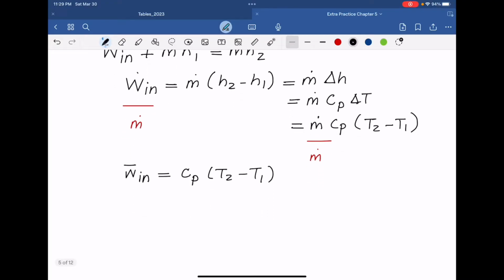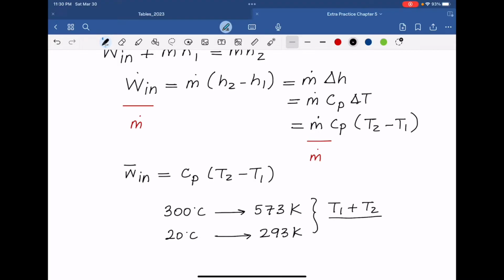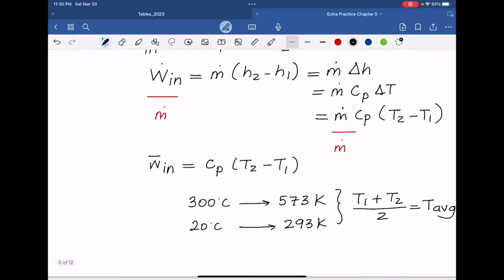So looking at the temperatures, 300 degrees Celsius is 573 Kelvin, and 20 degrees Celsius is 293 Kelvin. If you average the temperatures and find an average temperature, which is going to be in this case 433 Kelvin. Now the next thing is you need to go to table A2B to read the corresponding specific heat at that temperature.